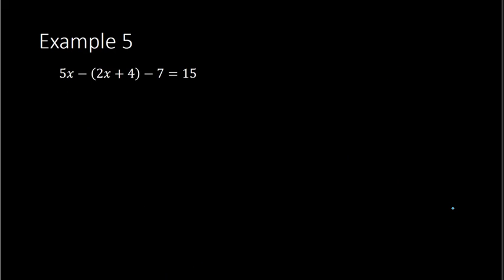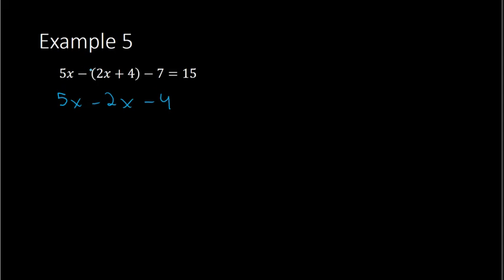Okay, one more example. Here we have 5x minus 2x plus 4 minus 7 equals 15. So this one's a little bit different as well because there is not a number in front of the parentheses, but we have a minus sign. When you see this minus sign, just be careful because this minus goes to everything in parentheses. That's what the parentheses means. It means that the minus or whatever's in front will be happening to everything. So we have a minus 2x, and you're subtracting 4 as well.